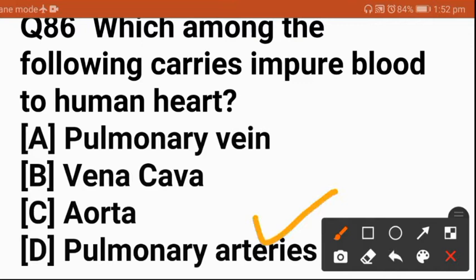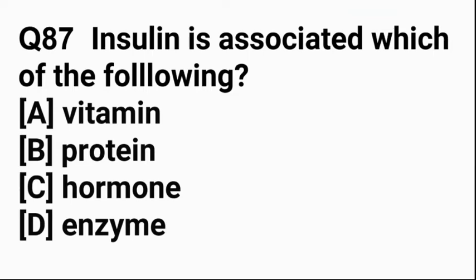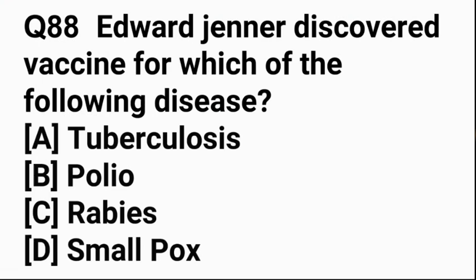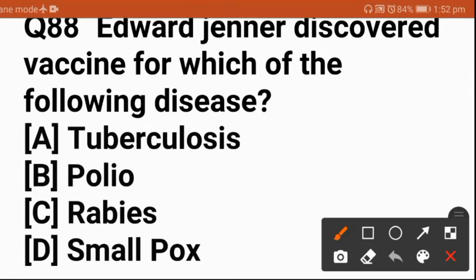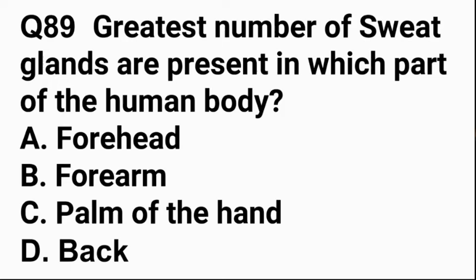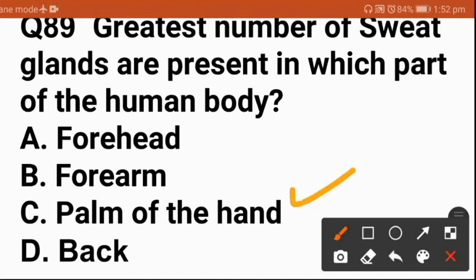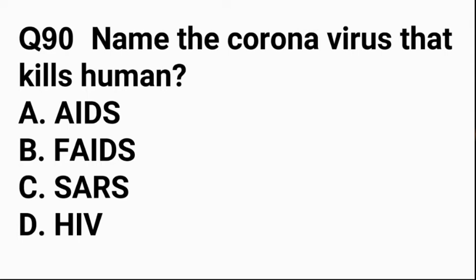Insulin is associated with which of the following? C. Hormone. Edward Jenner discovered vaccine for which of the following diseases? D. Smallpox. Greatest number of sweat glands are present in which part of the human body? C. Palm of the hand. Name the coronavirus that kills humans. C. SARS.